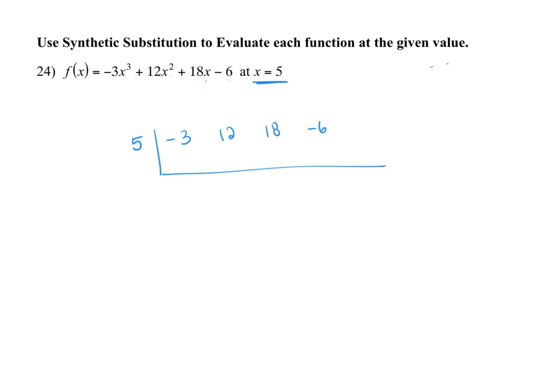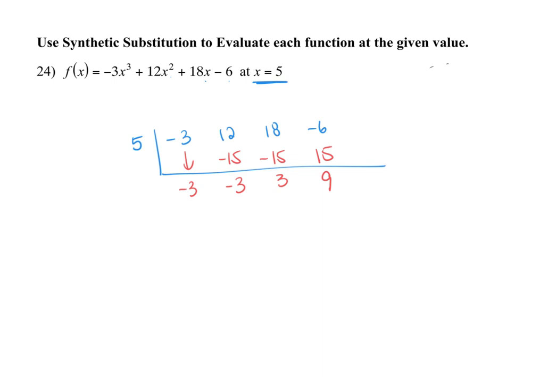So I am just going to add down, multiply up. Negative 3, 5 times negative 3 is negative 15. 12 and negative 15 is negative 3. 5 times negative 3 is negative 15. 18 and negative 15 are positive 3. 5 times 3 is positive 15. 15 and negative 6 are positive 9.